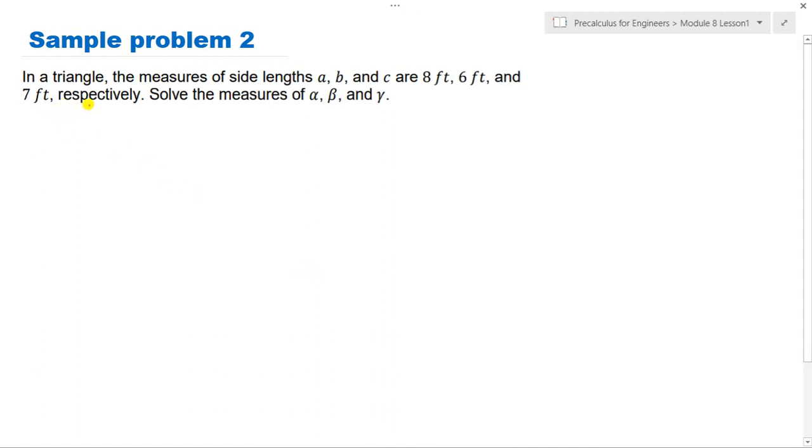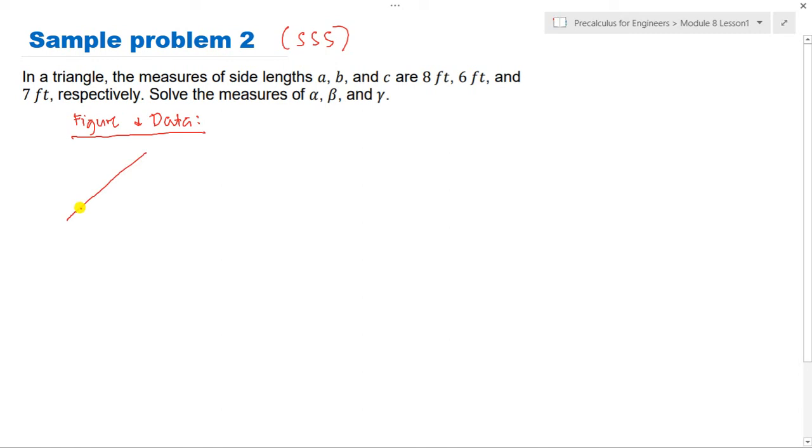So here, in a triangle, the measures of side lengths A, B, and C are 8 feet, 6 feet and 7 feet respectively. Solve the measures of alpha, beta, and gamma. So this condition is SSS, meaning all sides are given. So again, dili siya mada by law of sines. Mo nang law of cosine na gamiton.